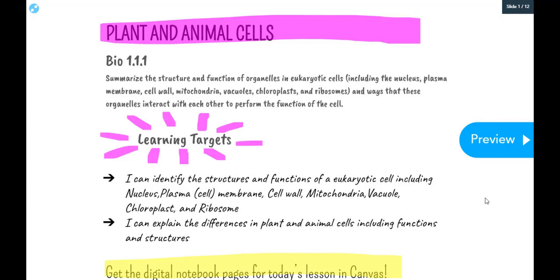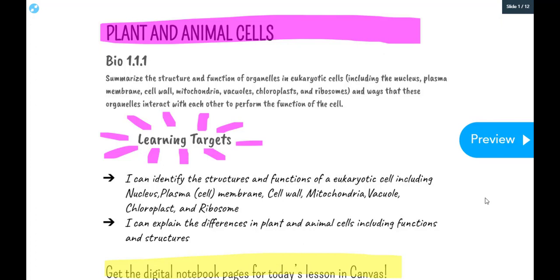As we continue in the course, we will go back to these and we will learn a lot more detail about how they work inside of cells and then how they work together inside of cells. So right now, like I said, you just want to be able to identify them and kind of have an understanding of what they do.